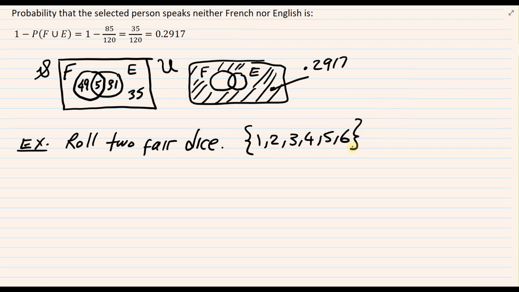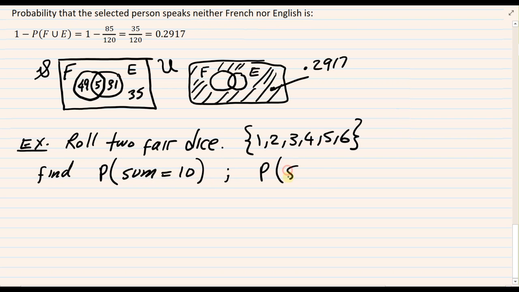Okay. And let's say I want to find the following. I want to find the probability that the sum of the digits on the dice is going to equal 10. And then separately, what is the probability that the sum will exceed, greater than or equal to 11.